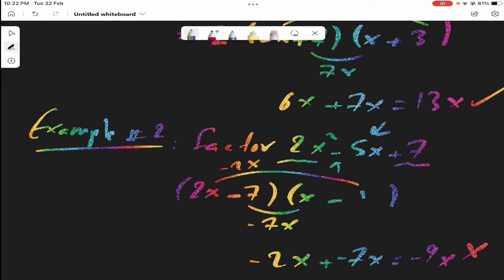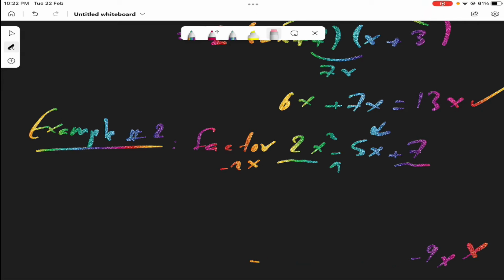So what do we do in this case? We tried all the possibilities. If you have tried all the possibilities and you couldn't factor it, it is possible, and we say in this case it's prime. Cannot be factored.